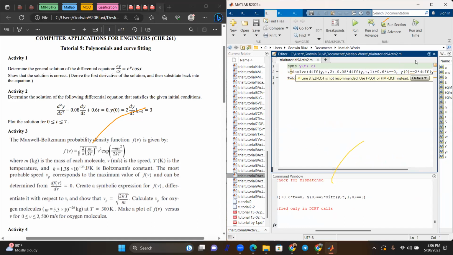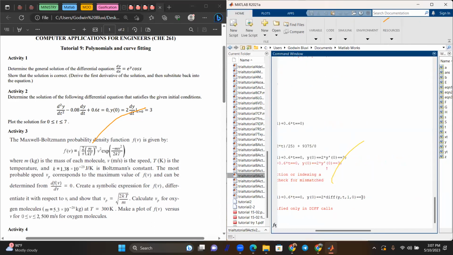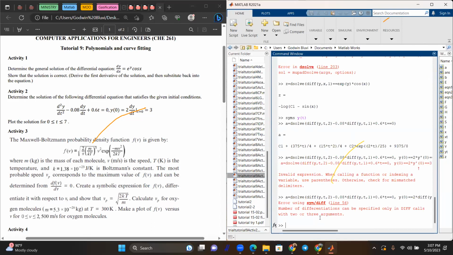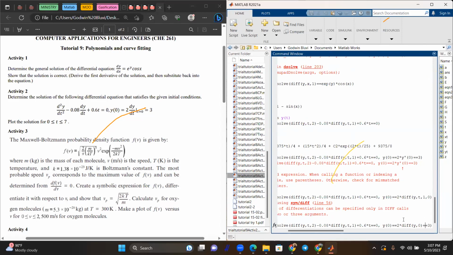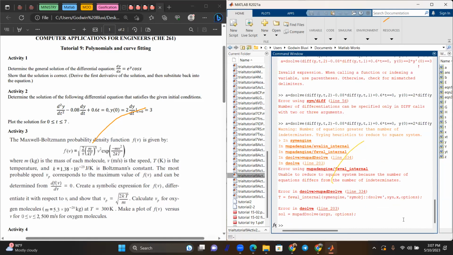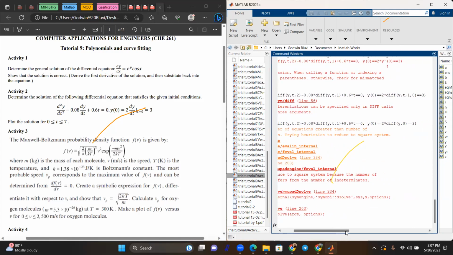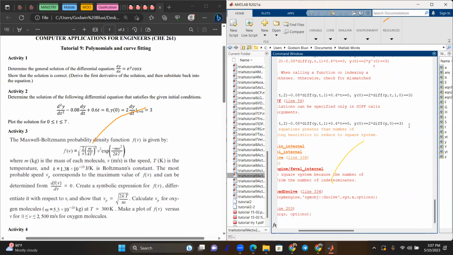Okay, just differential of 0. It's not working out. Have I made a mistake somewhere that I can't see?